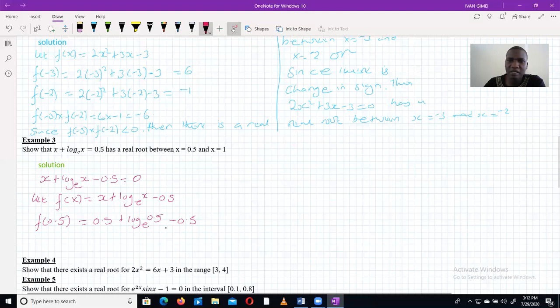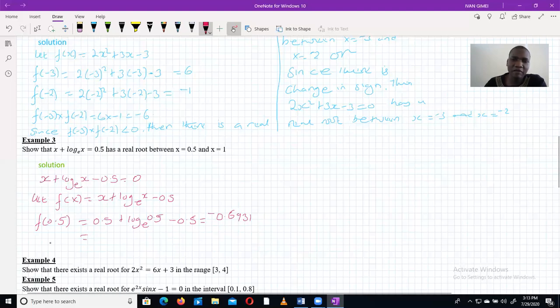Of course, now this and this will cancel. We shall be left with only the natural log of 0.5, which will give us, let me check here on the calculator, natural log of 0.5, which is negative 0.6931. That's what we get from that.